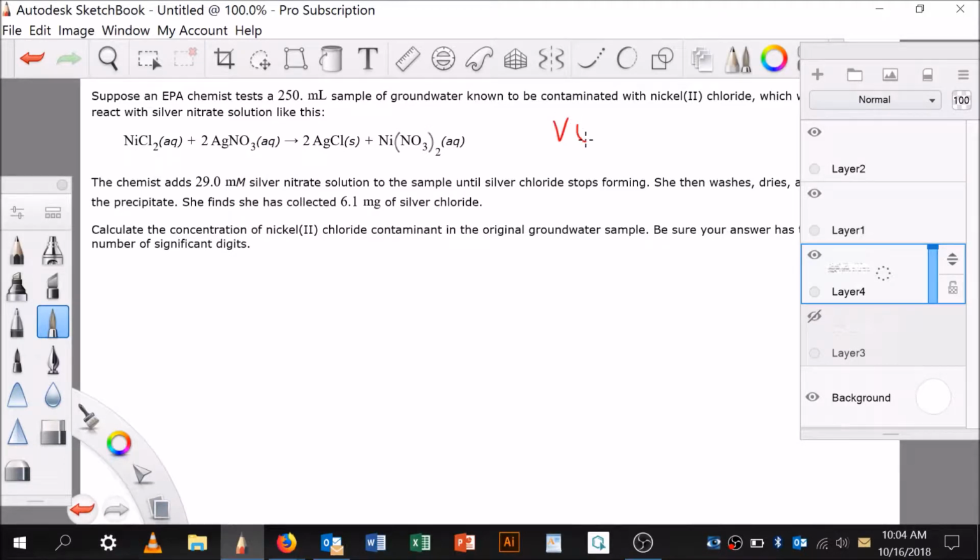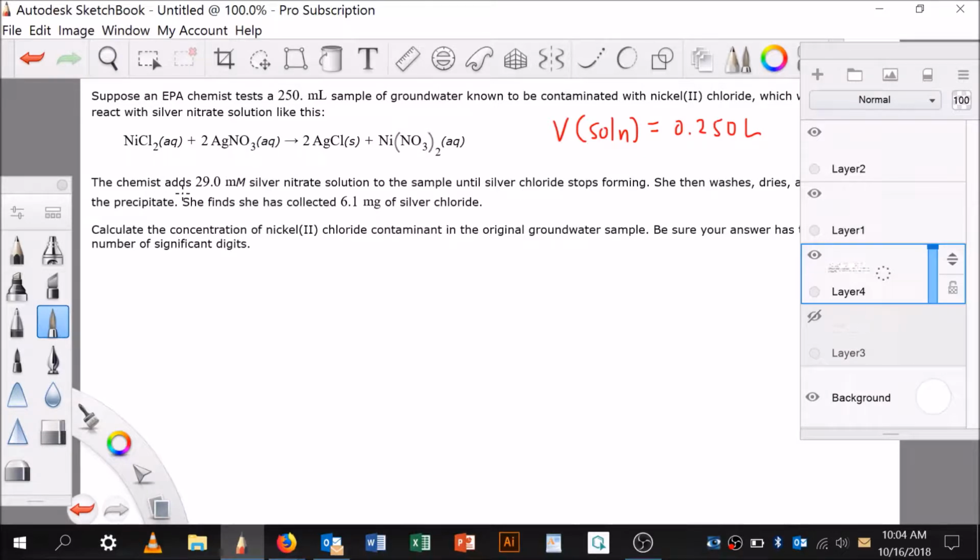So the volume of my solution is 0.250 liters. And you know why I'm converting to liters right away. I'm going to put everything in terms of moles and liters, so molar comes immediately out, or I can use molar mass to get moles from grams.